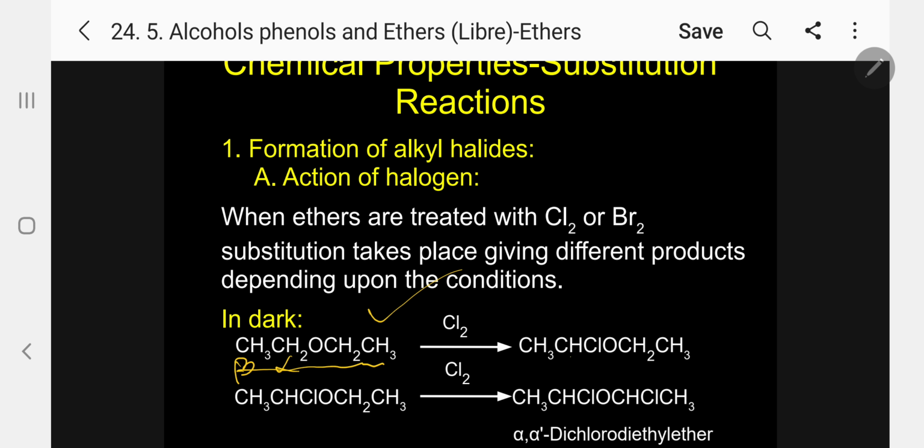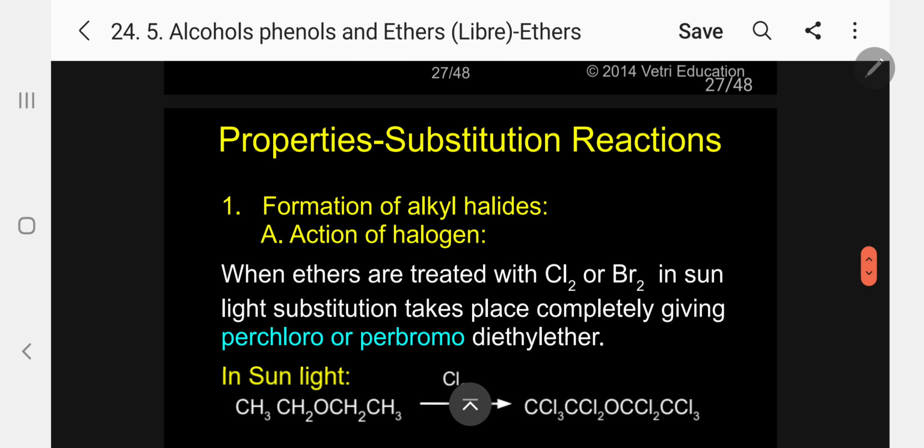So first, an alpha hydrogen is chlorinated, and on further treatment another alpha hydrogen on the other side, which we call alpha dash, is chlorinated. So this is the product formed. Alpha, alpha dash dichloro diethyl ether is formed in dark. Kindly follow, this is a question asked normally.